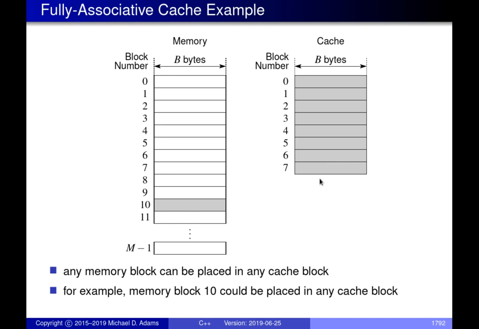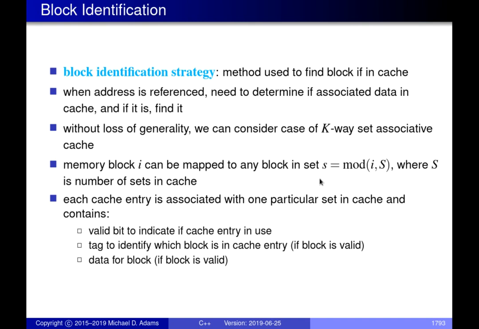Any questions? Okay. The next thing I need to talk about is what's referred to as block identification. This is the issue where we're trying to access some memory location and we want to know: is the data in the cache? So how do we figure out whether something's in the cache? Previously, we were talking about how we figure out where to put things in the cache. Now we want to figure out, if it's in the cache, how do we figure out it's there to begin with? This is what I refer to as the block identification strategy.